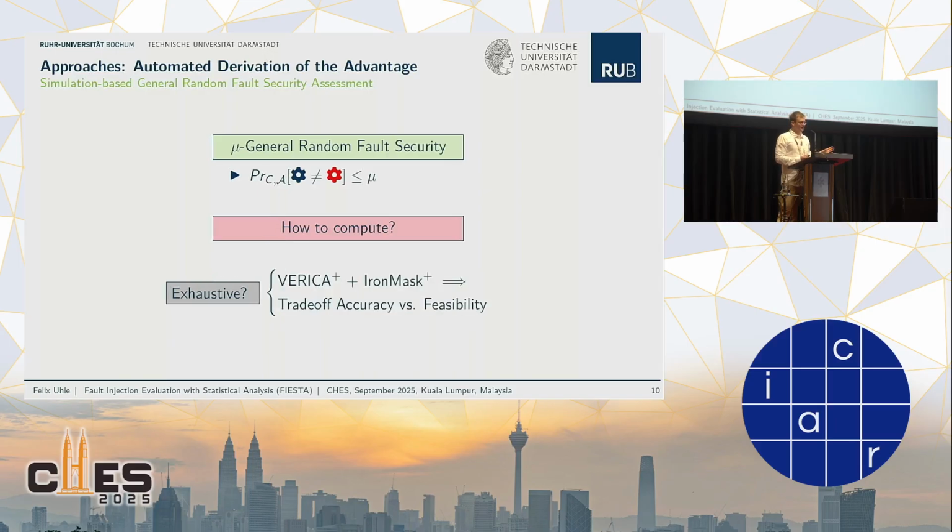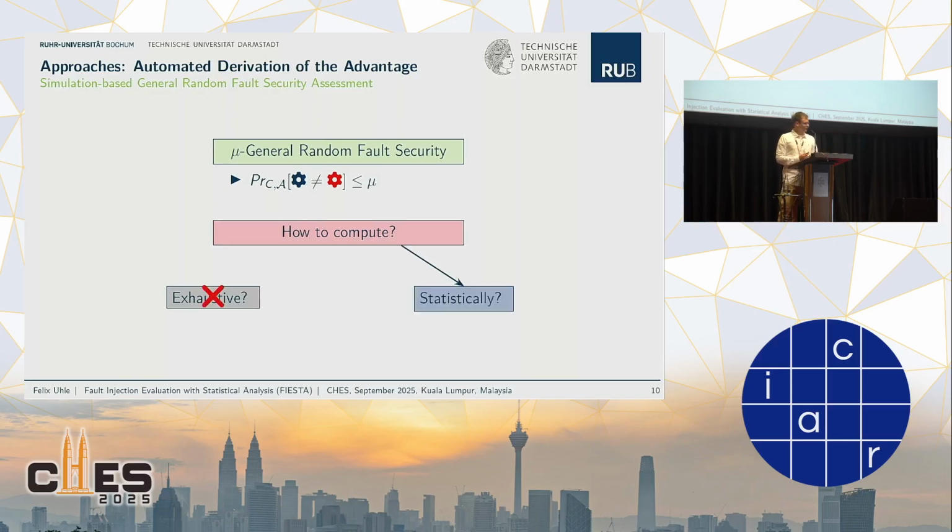However, there are VERICA+ and IronMask+, which try this exhaustively to some extent, so they add some threshold to limit the number of fault combinations we have to evaluate, which reduces the accuracy. I will explain that later in more detail. And both tools are only able to verify gadgets or smaller circuits. For example, for VERICA+, I think it can do one round of AES, but not all rounds, simply due to the complexity of the circuit.